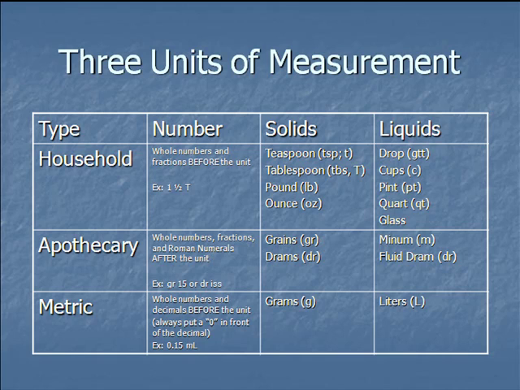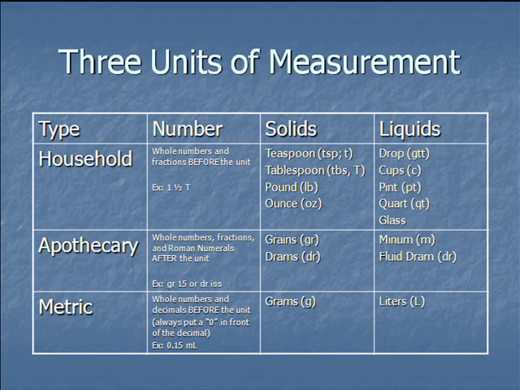The 3 units of measurement are household, apothecary, and metric. The household unit is what we normally use within our houses. Teaspoons, tablespoons, cups, quarts, glasses, that type of thing. These numbers, you can use whole numbers, you can use fractions, you can also use decimals. The number comes before the unit. An example would be 1½ tablespoons, where we put the numeric value 1½ before the letter T for tablespoon.